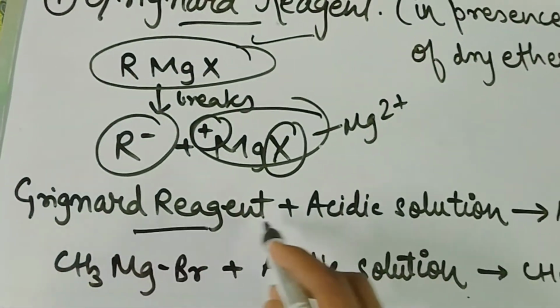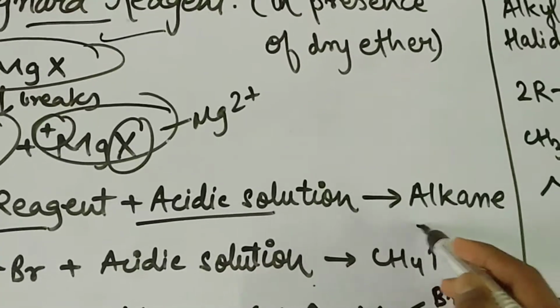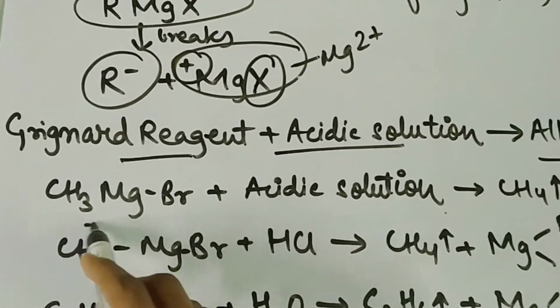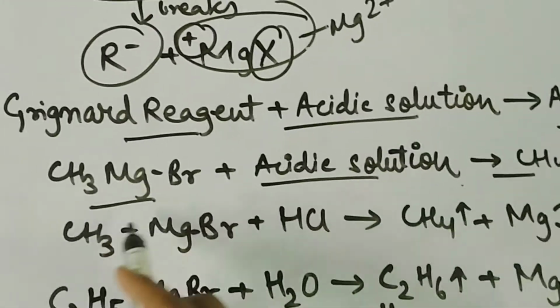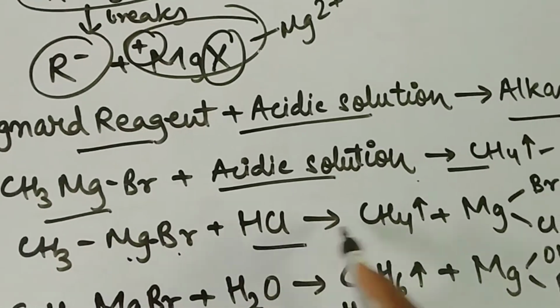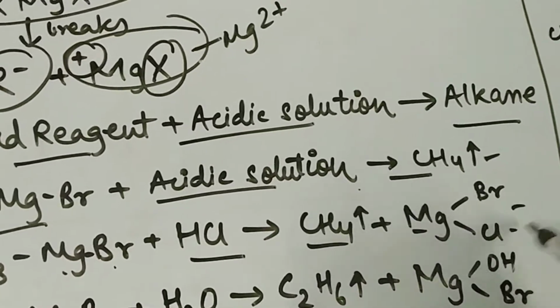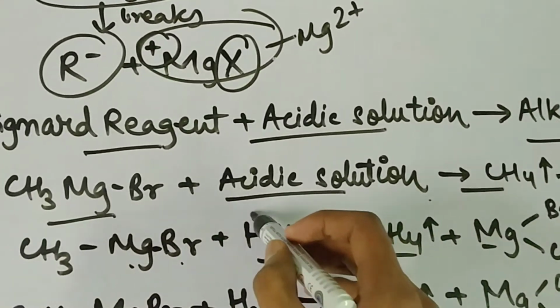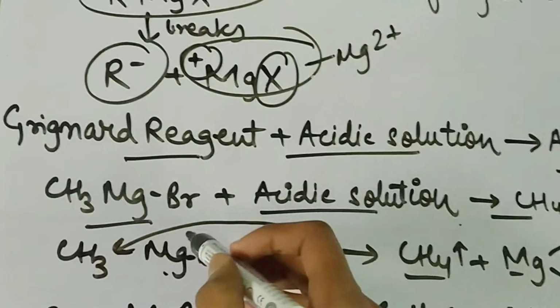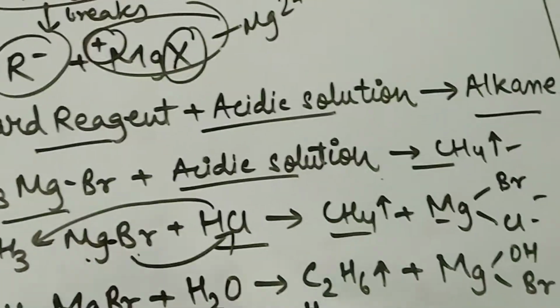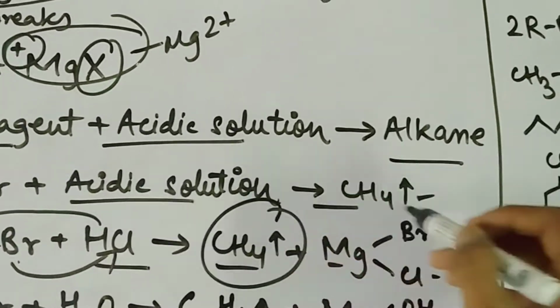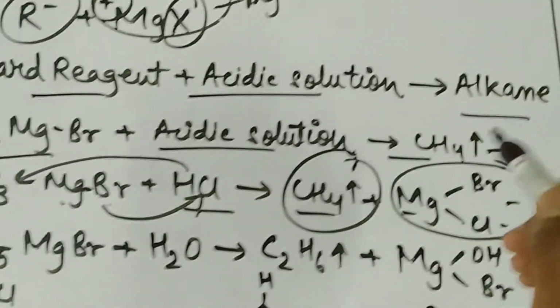The Grignard reagent plus acidic solution gives us alkane. So CH3MgBr plus acidic solution gives us methane gas. So CH3MgBr plus HCl gives CH4 and MgBrCl. What happened is that the H has come and gets attached to the CH3, and the MgBr gets attached to the Cl, and we get the methane gas and the remaining product.